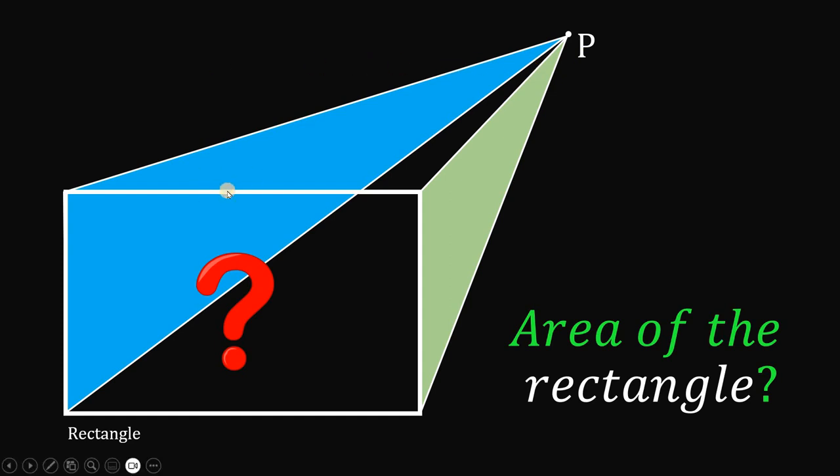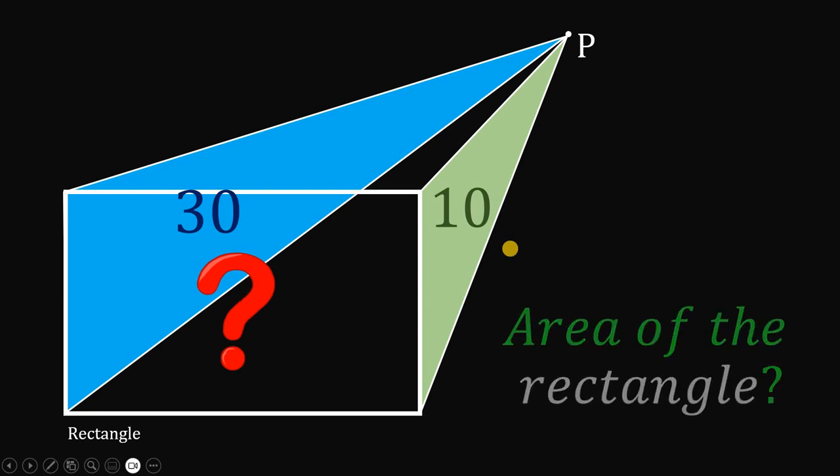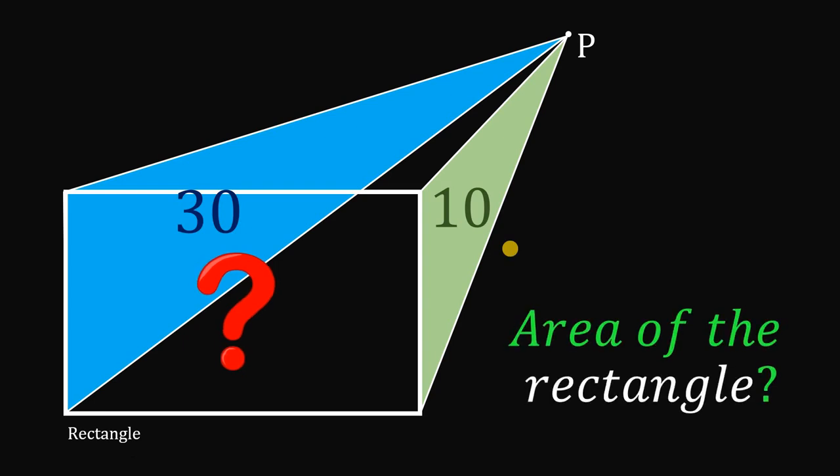Now, the area of this blue triangle must be equal to 30 square units, while the area of this green triangle must be equal to 10 square units. Now, the question is, what is the area of this rectangle? You can pause this video if you want to give this problem a try. And now, let's answer this question together.